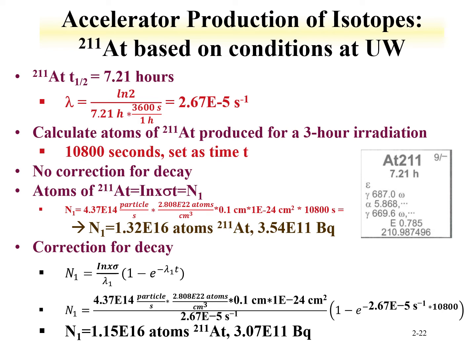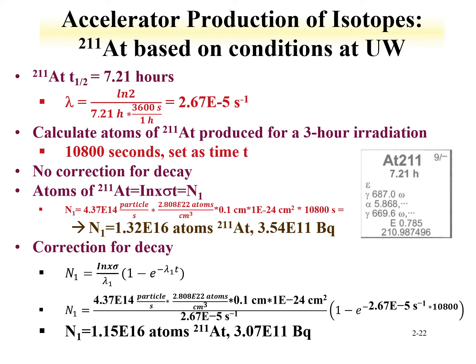Comparison to the decay corrected equation, which is shown here, substituting the terms and the addition of the decay constant. The equation terms are shown here using, again, the same terms as the non-saturated equation with the addition of the decay constant and the saturation term. One gets the production of 1.2 times 10 to the 16th atoms of astatine with an activity of 3 times 10 to the 11th becquerels.